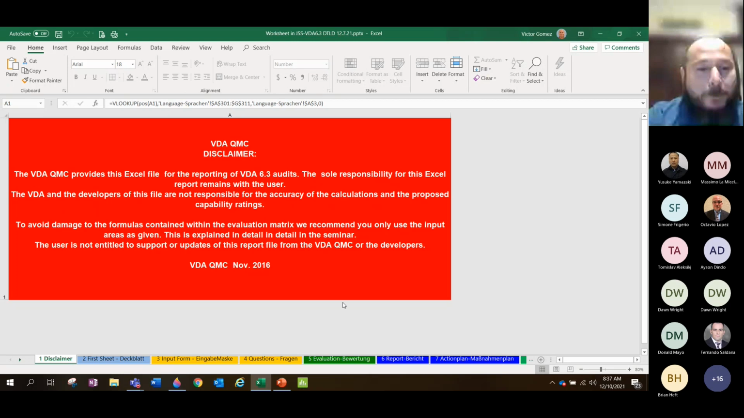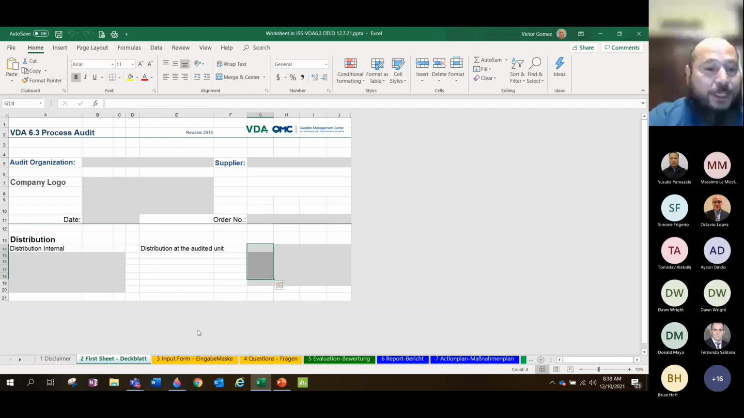Alrighty, thank you. Okay, this is the formal VDA format. Disclaimer as well, guys, don't mess up with the formulas because you will be in trouble, basically. First sheet, it's general information, auditor organization.